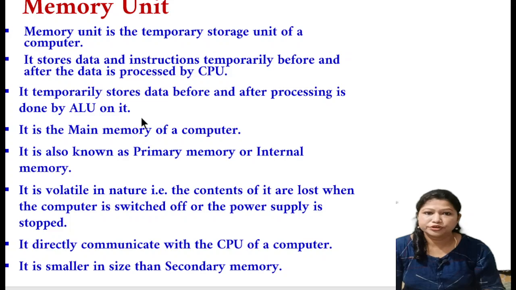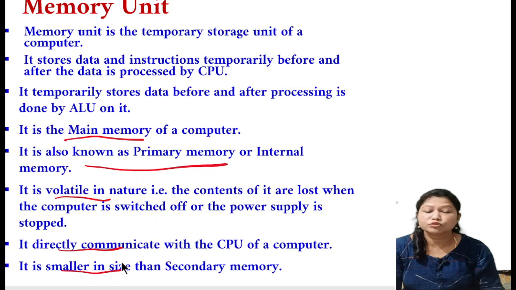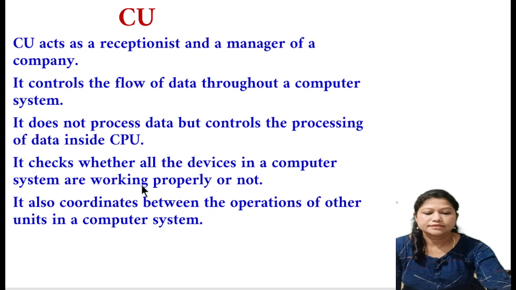So next is the memory unit. Memory is the temporary unit of a computer system. It stores data and instructions for a short period of time, as long as the power supply remains in the computer system. So it is known as the main memory of a computer. It is also known as the primary memory of a computer. So it is volatile in nature. That means it is temporary. It directly communicates with the CPU of a computer. So it is smaller in size than the secondary memory. To communicate with the CPU of a computer, we need a primary memory, because the CPU cannot directly communicate with the secondary memory.